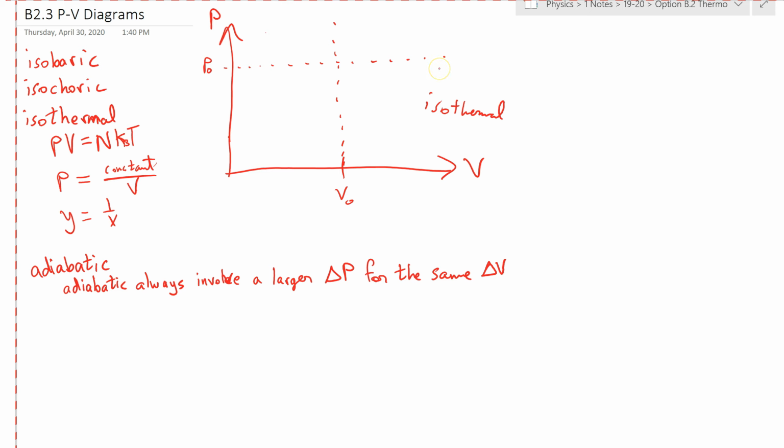That's completely wrong. You'll never see a process that's got 2 arrows. A process has to have a direction. It's going from here to there. You could reverse it and go the other way, but then the arrow would be going the other way. Adiabatics always have a larger change in pressure for the same change in volume when compared to isothermal processes. So if you remember that, and I show you a graph of 2 curves, and I say one of them is isothermal and one of them is adiabatic, you should be able to figure out which one is which.